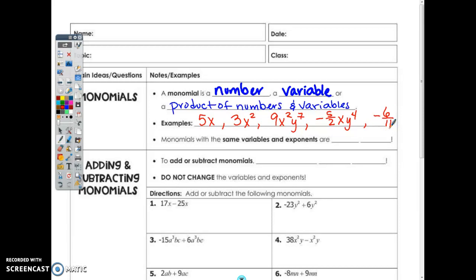How can you tell that they're monomials? They are not being added or subtracted to anything. They are by themselves.